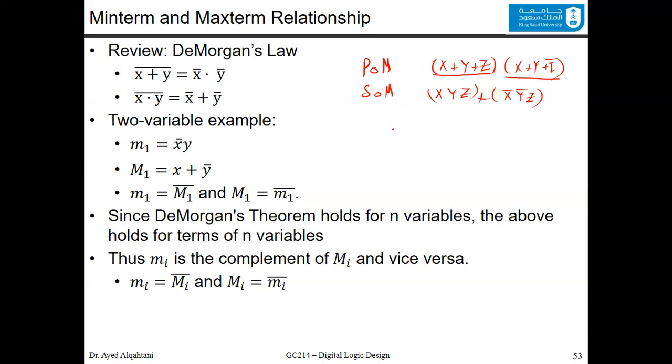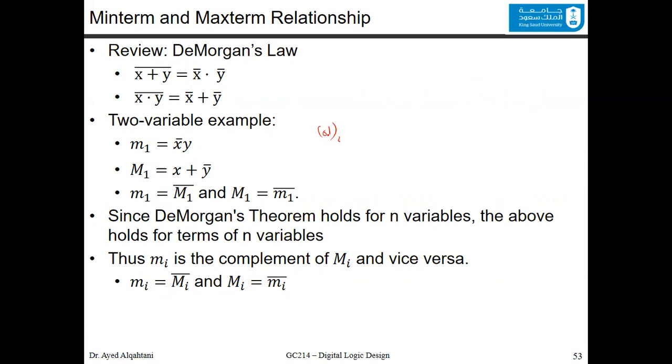So to find the relation between the min terms and max terms, we just use De Morgan's law, you know, break the line and change the sign. And it has 2 variations. If you have 2 variables, so m small 1, since you have 1, and you know 1 in binary is 1, 0, you have 2 variables. So it will be X bar Y. This is m1. M capital 1 would be X or Y bar.